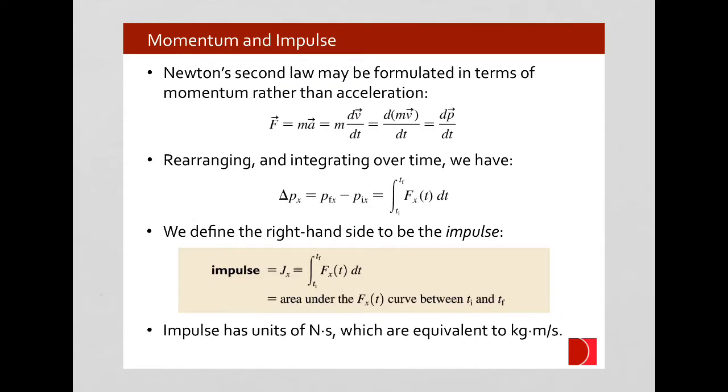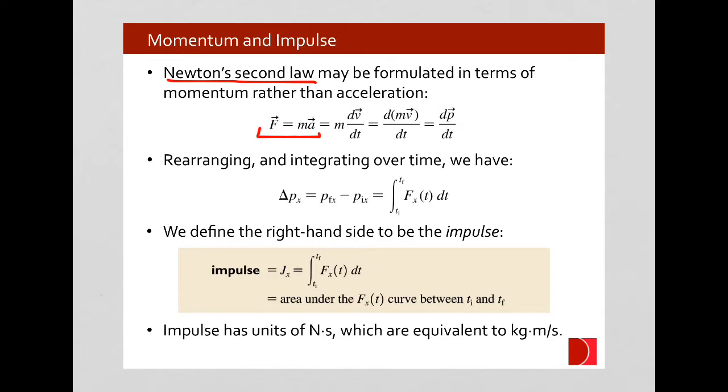Momentum is a reformulation of Newton's second law. Newton's second law tells us that force equals mass times acceleration. However, that acceleration is the derivative of velocity. Assuming that the mass of an object is constant, it doesn't matter whether that mass is on the outside of the derivative or the inside. And thus we see that the force is the time derivative of this quantity, which we call momentum.